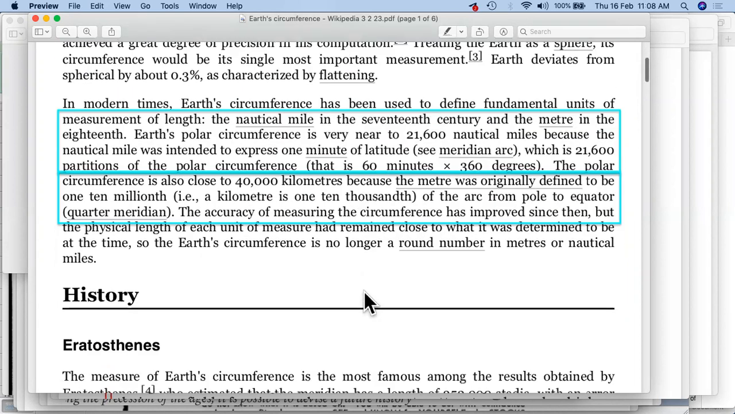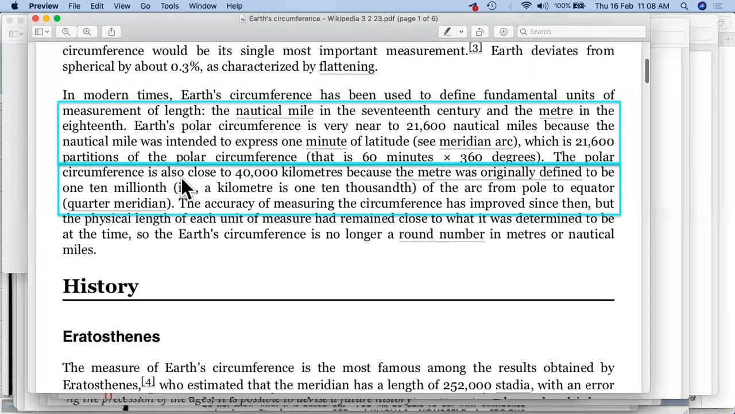We go to the second number, which is the polar circumference, also close to 40,000 kilometers, right? So they wanted to keep it around 40,000 kilometers, and that's why they did the river calculation. They wanted a measurement tool in terms of the Earth's circumference, so that they would be able to do the backward calculations. How was the backward calculation?